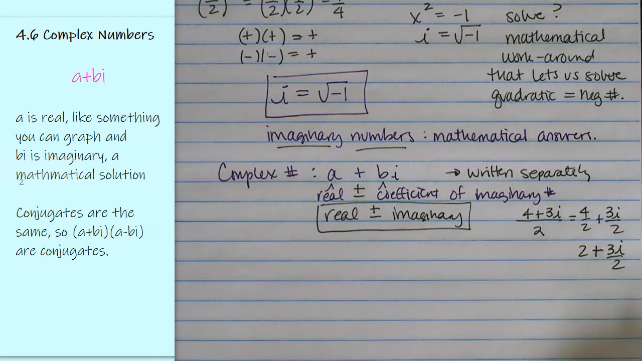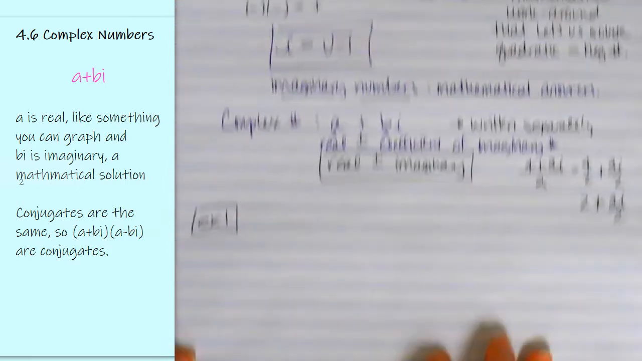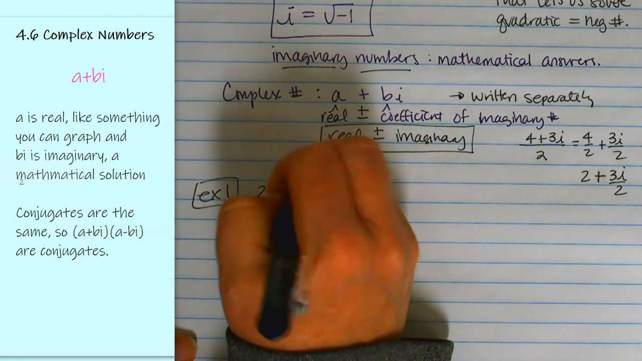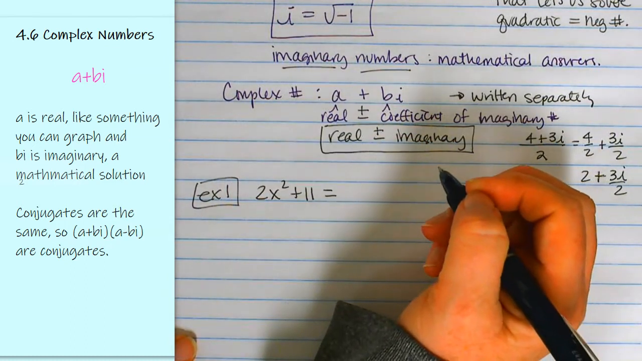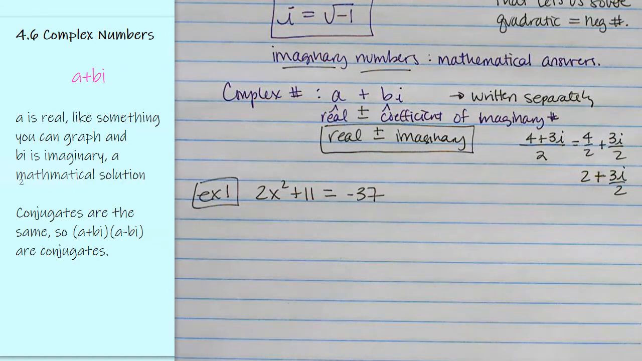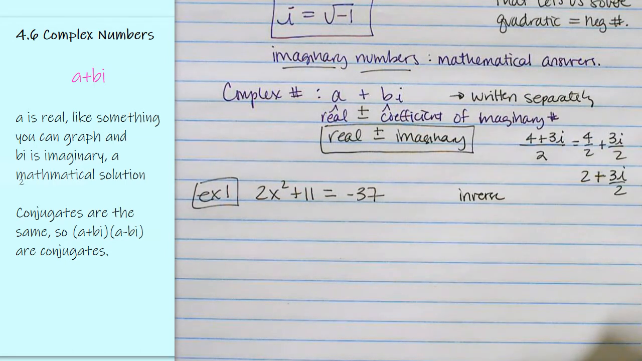So in our last practice work, we did problems like this, where we said, if you have 2x squared plus 11 equals -37, how would you solve this? So hopefully you would look at this and go, there's just x squared. There's no x term, so I'm going to use the inverse to solve this. It's going to be easier than factoring. So how do we do that?